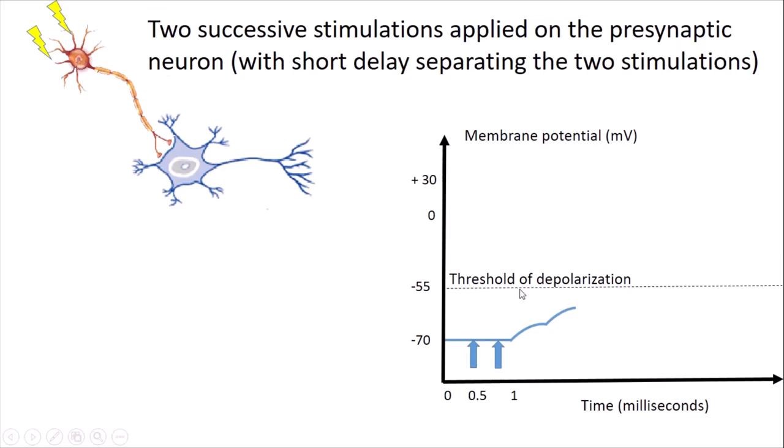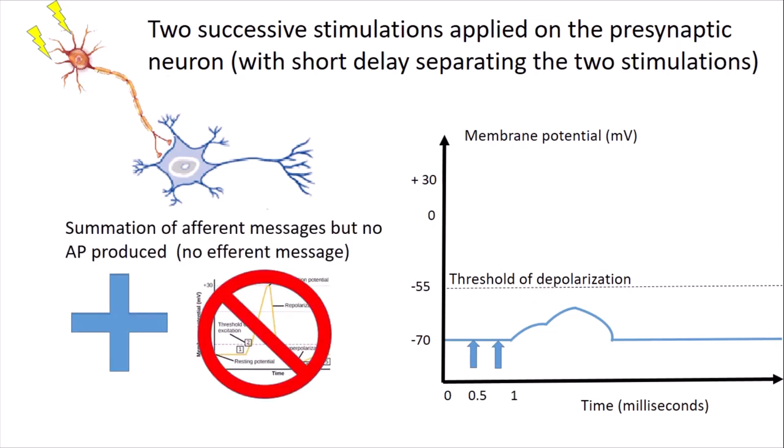And it's now closer to the threshold. However, it still doesn't reach the threshold, so it returns back to rest. So here we have summation of the afferent messages of the two EPSPs. Each one corresponds to a stimulation, but no action potential is produced because we didn't reach the threshold, so no efferent message is elaborated. Let's increase the number of stimulations.